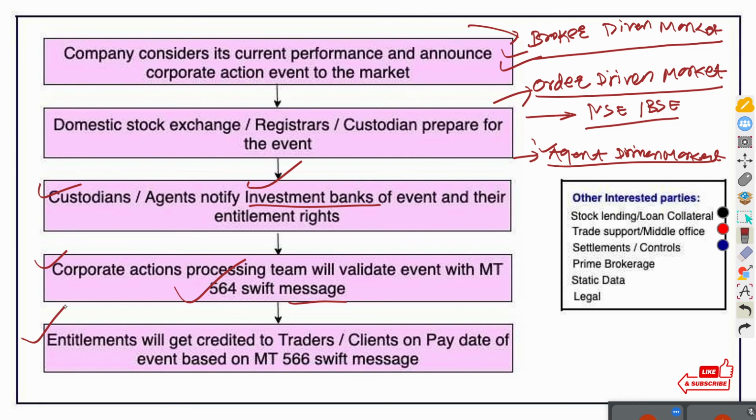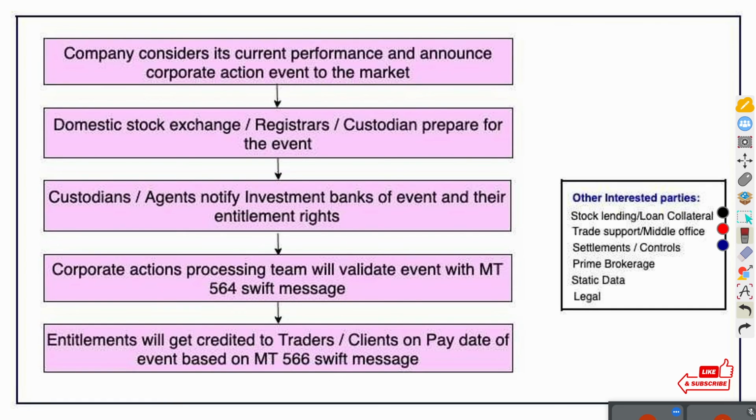Finally, benefits and entitlements will get credited to the traders' clients on the pay date, based on MT566. On a payment date, we refer to the MT566 SWIFT message and accordingly set up the instructions or pay the instructions, process and pay them, confirm and communicate to the counterparties. But from the fund accounting perspective, you should check MT566 while performing reconciliation, because MT566 is received on a payment date. Sometimes on MT566 the amount seems different, and in the system you are seeing something different.